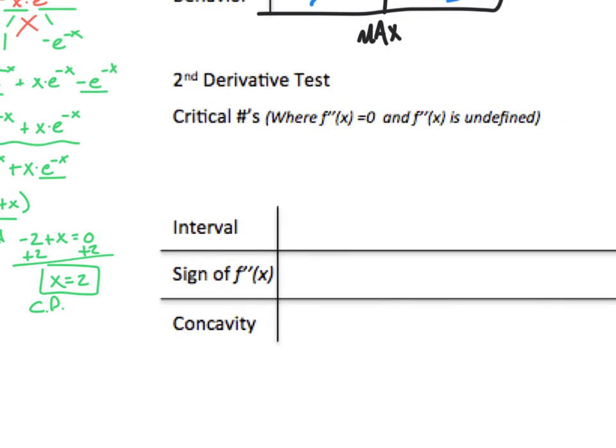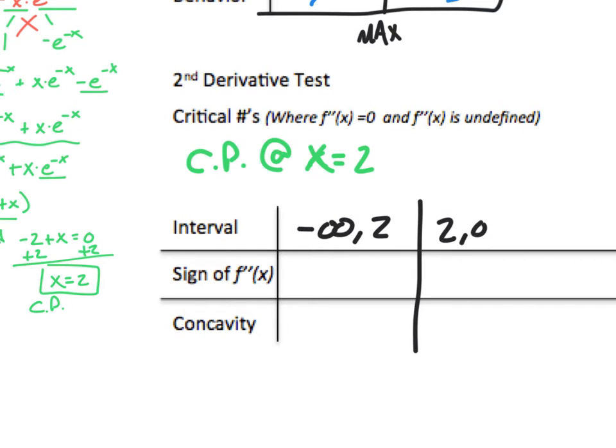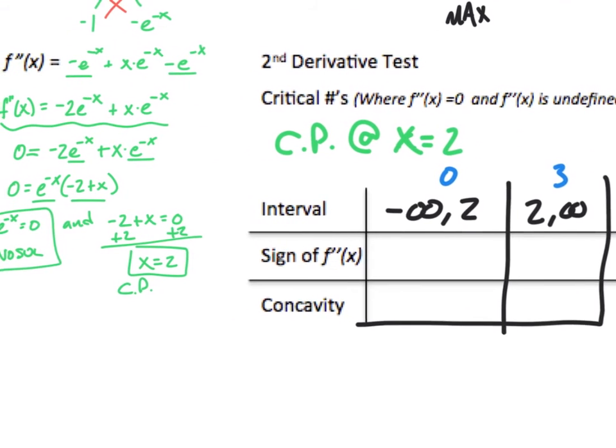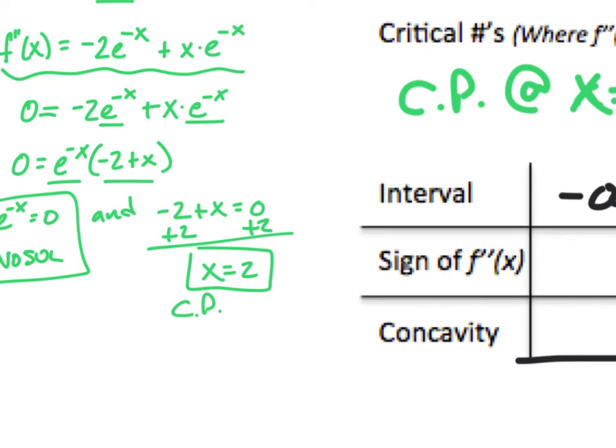So I have a critical point at the value x equals 2. Then I'm going to create my intervals and do my table. So I've got from negative infinity to 2, and then from 2 to positive infinity. A good number to choose here would be, say, 0 and then 3, and I'm going to plug that into my second derivative. I am going to use the factored form here to check that.